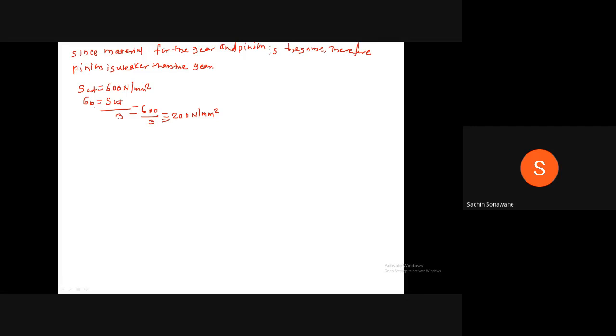All the students should write with me. Bending stress sigma B is equal to SUT divided by 3, which is equal to 600 divided by 3, which is equal to 200 Newton per mm square. Now, we will calculate beam strength.